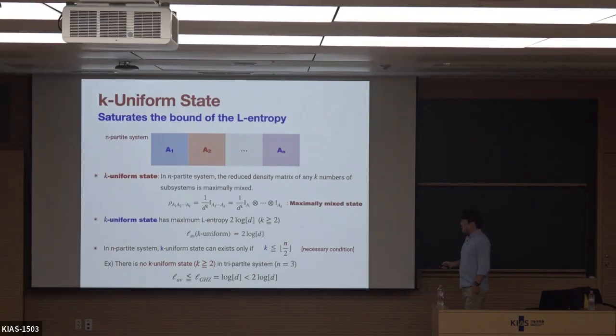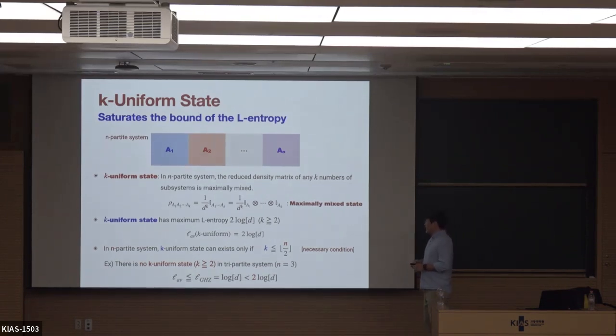So what is a K-uniform state? It's very simple. For example, a 2-uniform state is one where if you choose any 2 subsystems, for example A1, A2, its reduced density matrix is a maximally mixed state. If you say K-uniform, if you choose any K subsystems, for all possible choices of K subsystems, the reduced density matrix is maximally mixed, then that state is a K-uniform state. You can easily see that this is a nice mathematical problem: what kind of state satisfies this condition?